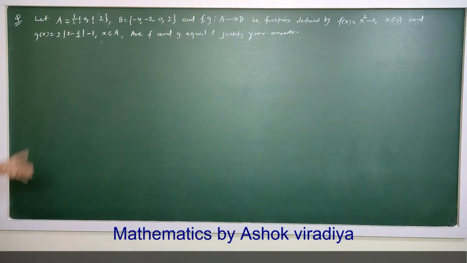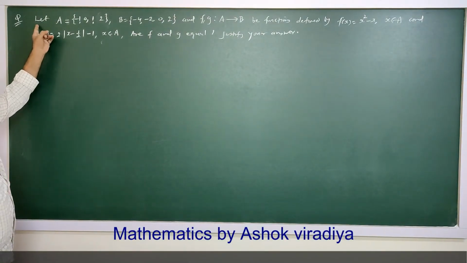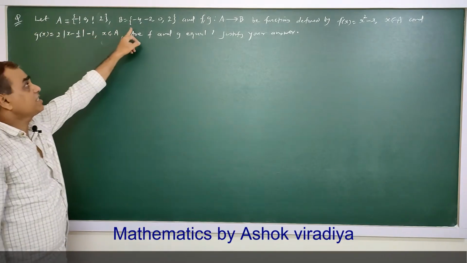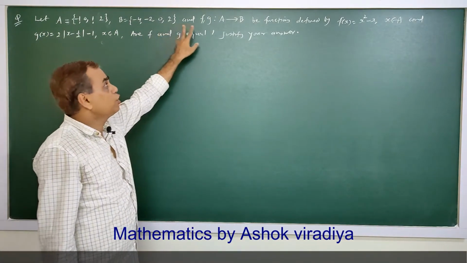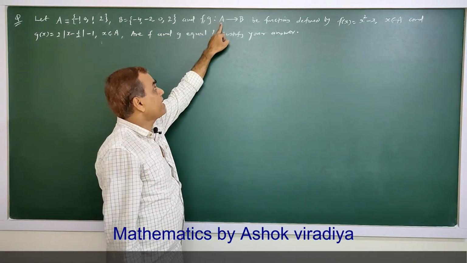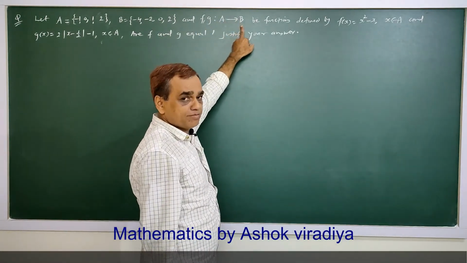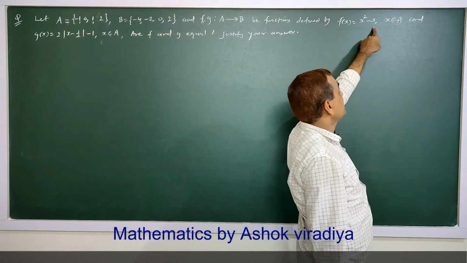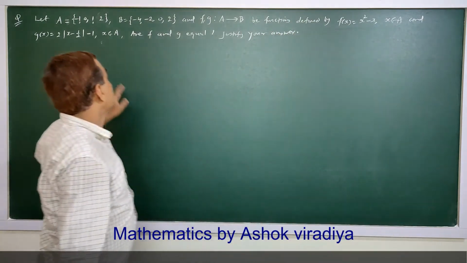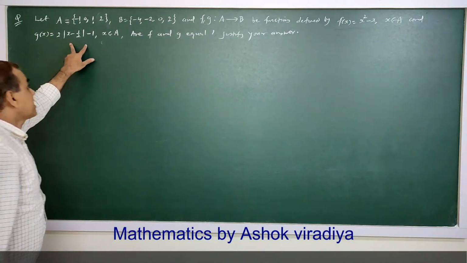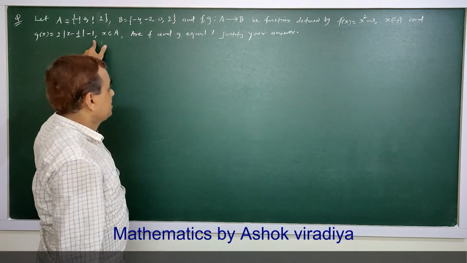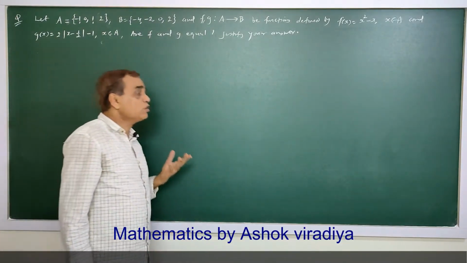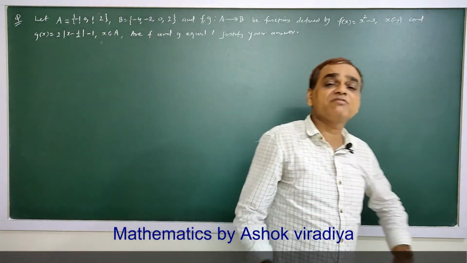Now in this question, set A is given, set B is given, two functions whose domains are the same and codomains are the same, and these formulas are given here. f x is x square minus x and g x is 2 times modulus of x minus half, minus 1. The question is, are f and g equal? Justify your answer.